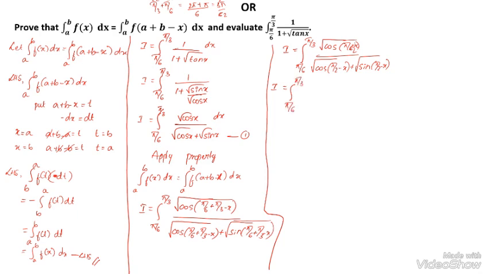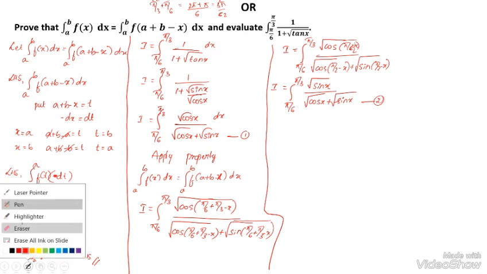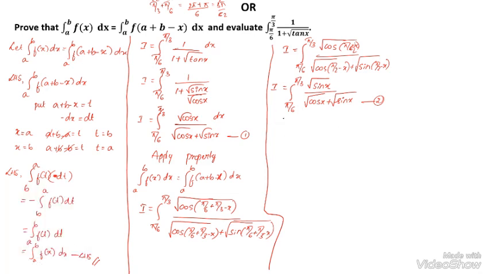By the property, cos of (pi by 2 minus x) is sine x. So it becomes root of sin x divided by root of cos x plus root of sin x. That's equation number 2. Add equation 1 and 2.